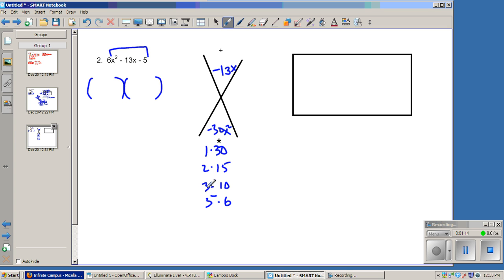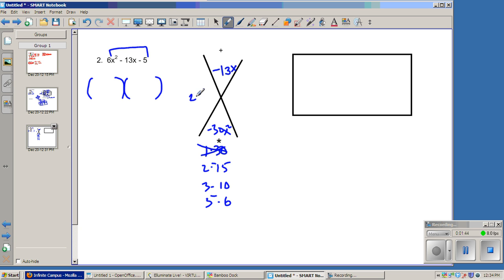So now I'm looking for which one is going to have to be negative. It can only be one of them. It can't be both. So that when I add the two terms together, I get a negative 13. Well, 1 and 30, there's no way I can add a negative onto one of those and make it equal negative 13. 2 and 15, if I said 2 plus negative 15, I would get the negative 13.